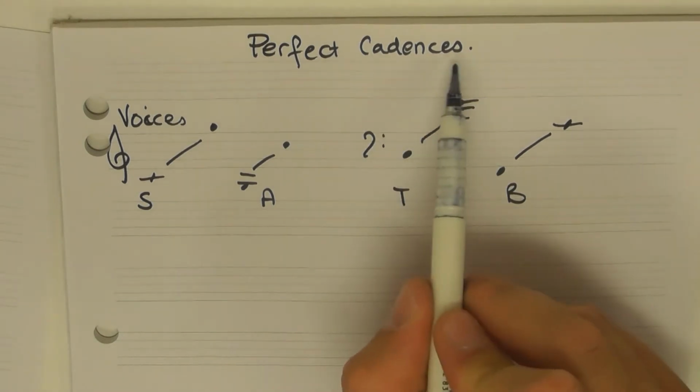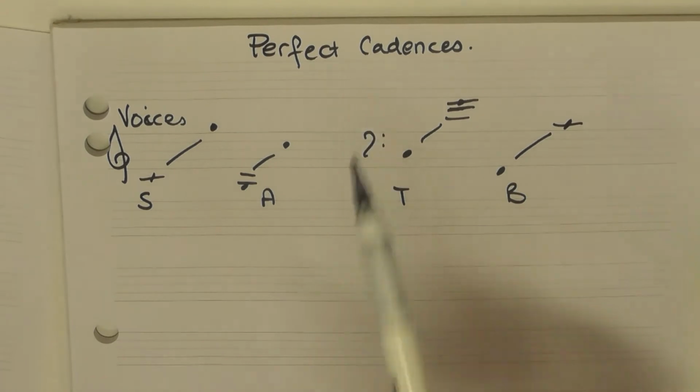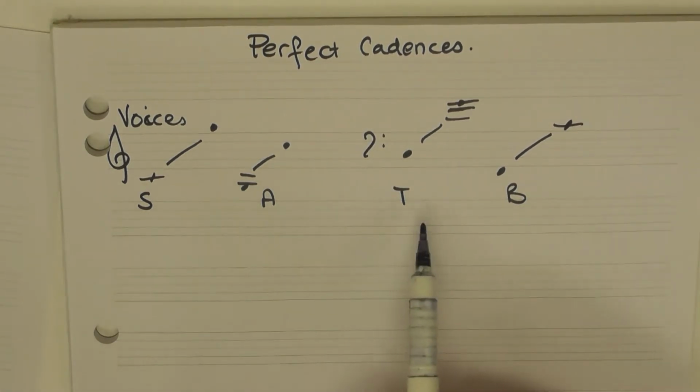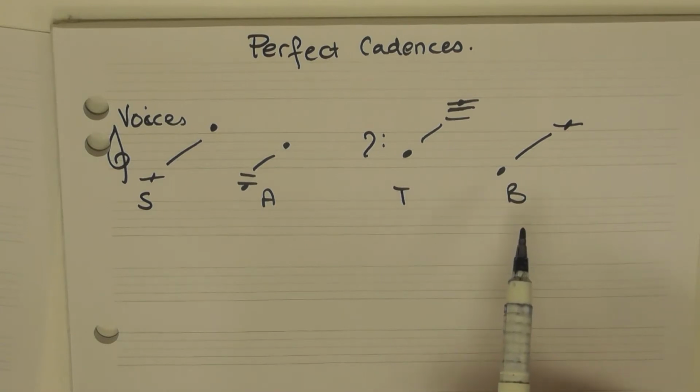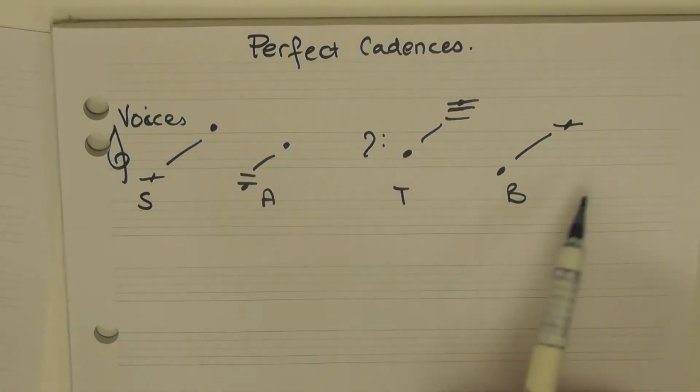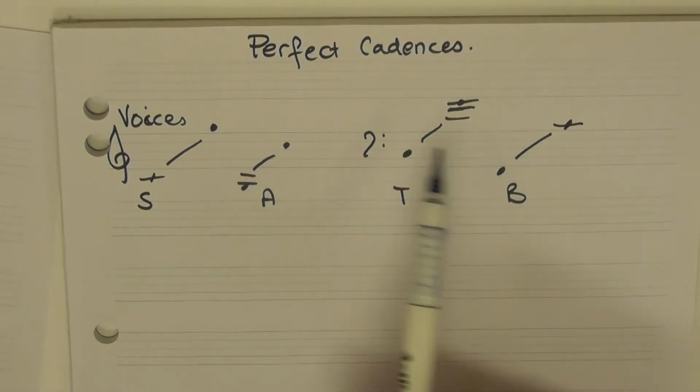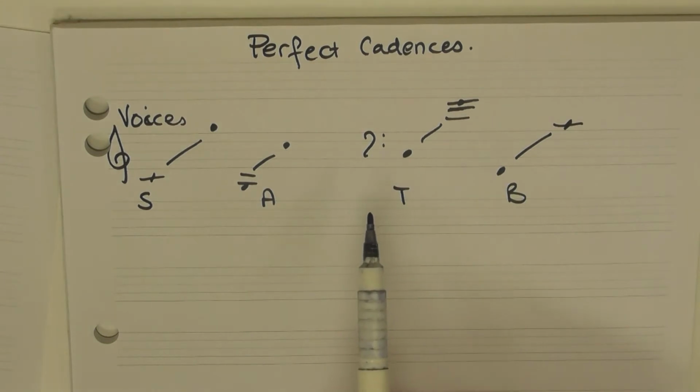When we look at perfect cadences, we write them in 4-part harmony. So we have 4 voices: soprano, alto, tenor, and bass. When you're writing your cadences, it's important that you look at these voice leadings and these vocal ranges, and try and stay within it for each of the 4 voices.